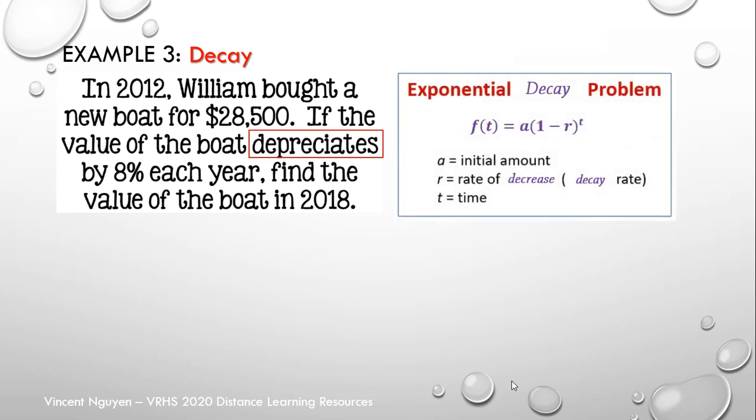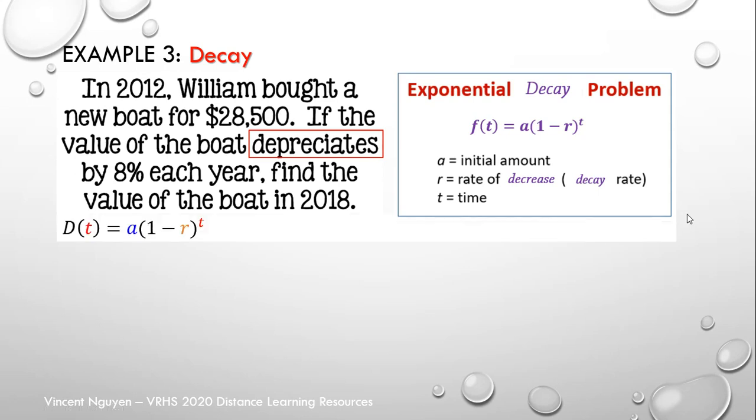I will use the decay formula. Now, notice the only difference between a decay and a growth formula is the plus and the minus sign, right? The minus sign is because you're losing value. So you start with 1 and then you start losing. Versus the growth problem, you start with 1 and then you're gaining. So you're adding, right? So the minus and the plus is the only difference. All the letters are pretty much the same, right?